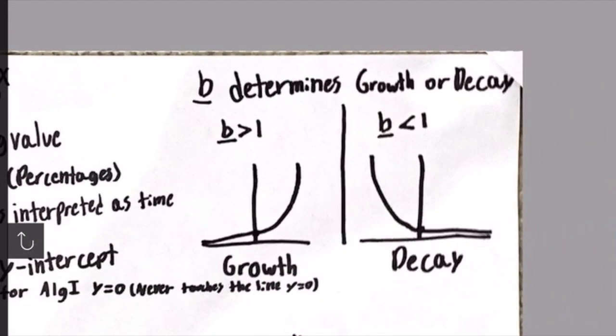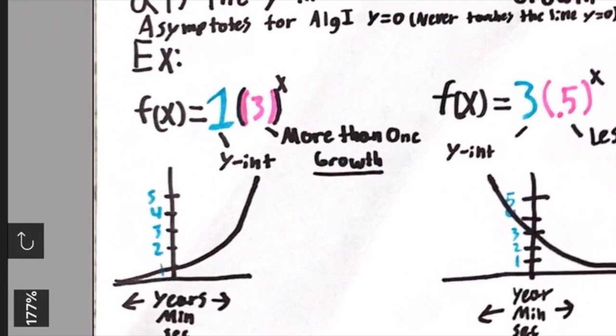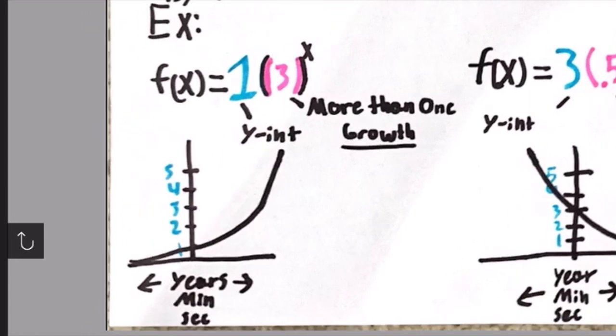All right, interpreting growth and decay. So when b is greater than 1, you can see that it's growth. From left to right, if it's growing, it's growth. And from left to right, if b is less than 1, it's decay. Let's go ahead and look at some examples. They're little crappy examples I made, but hopefully it'll help you.